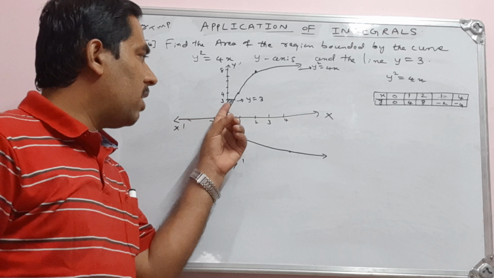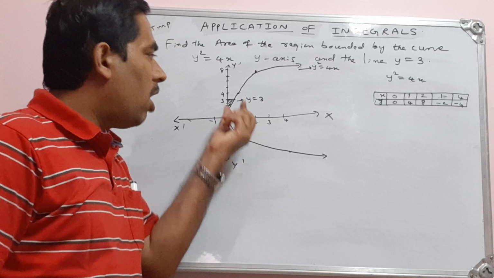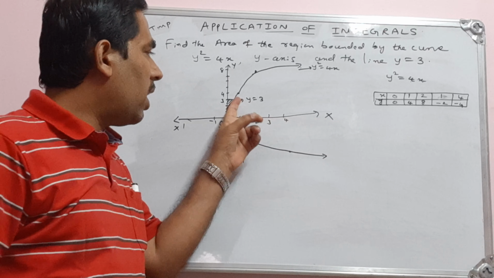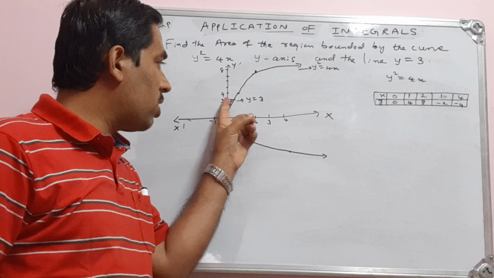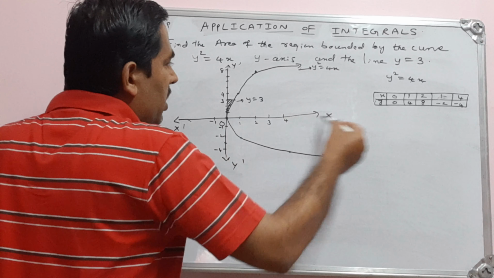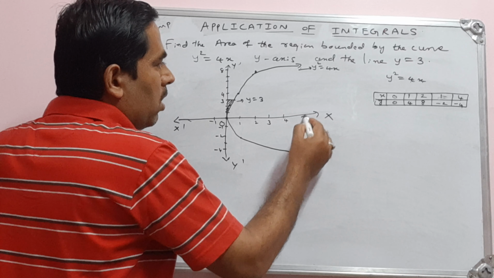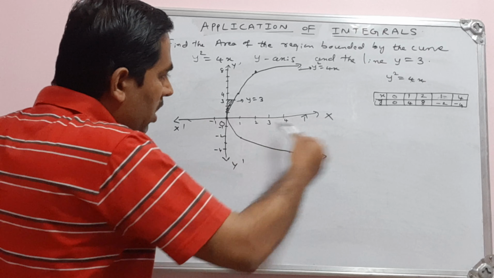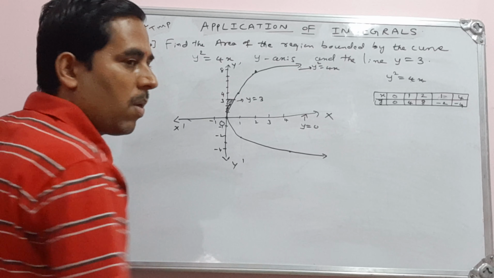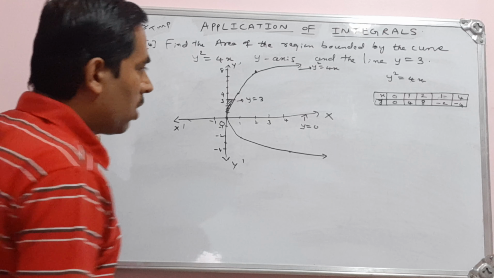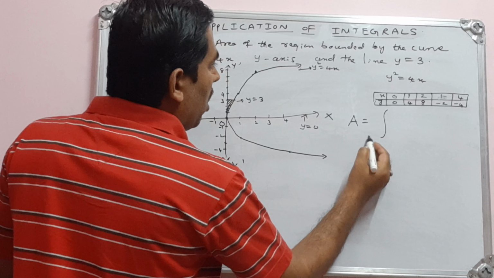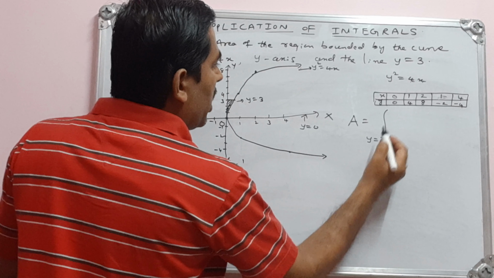So it is the area bounded by the y-axis and the lines. We know the equation of the line, y is equal to 3, which is parallel to the x-axis. Another line is the x-axis, the horizontal line. What is the equation of the x-axis? The equation of the x-axis is y is equal to 0. So the required area is the integration from y is equal to 0.